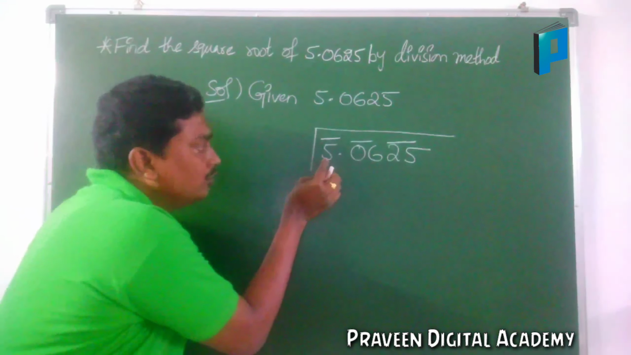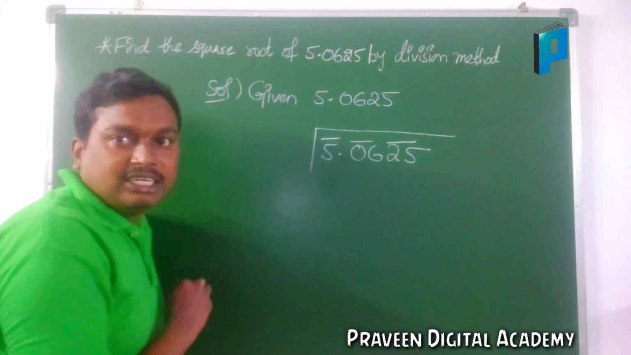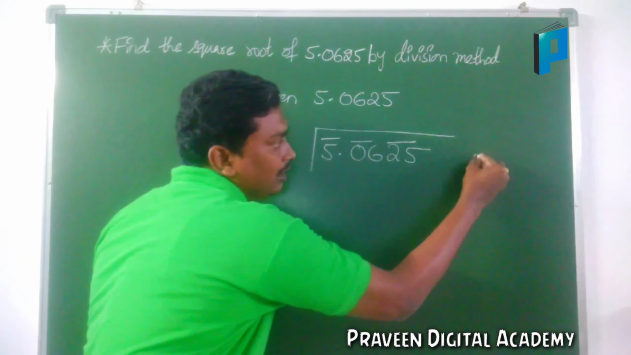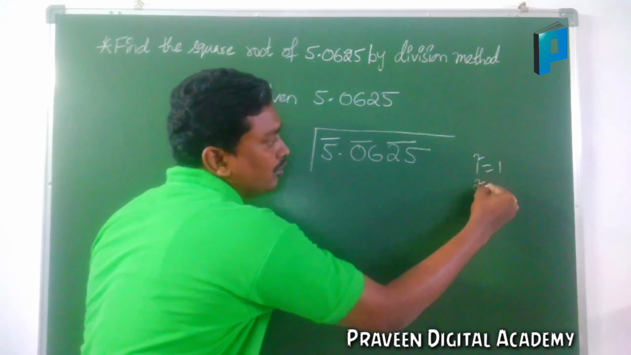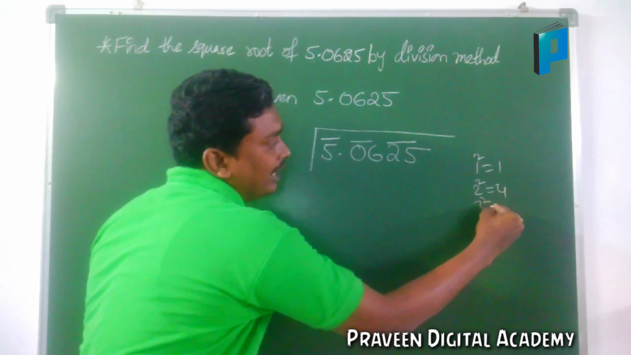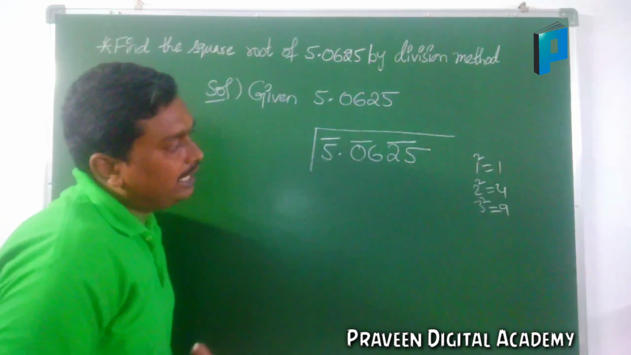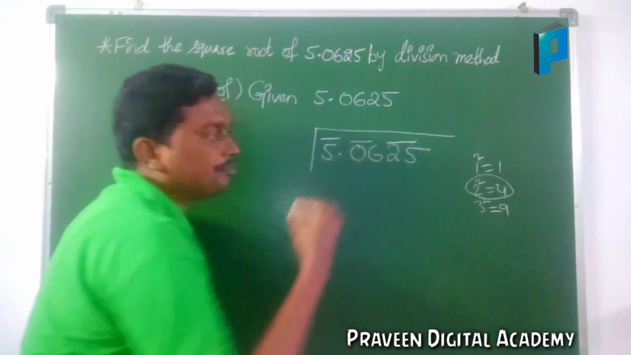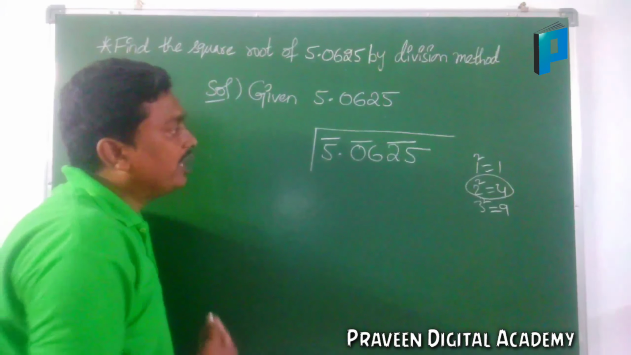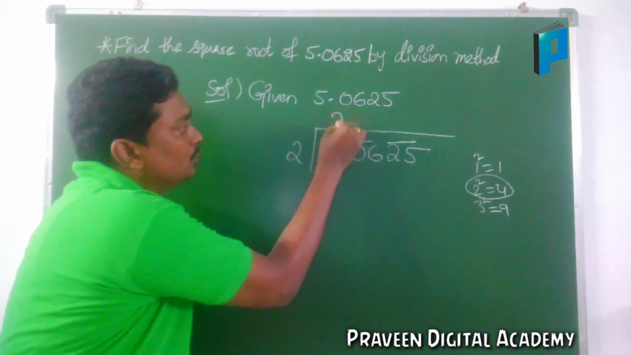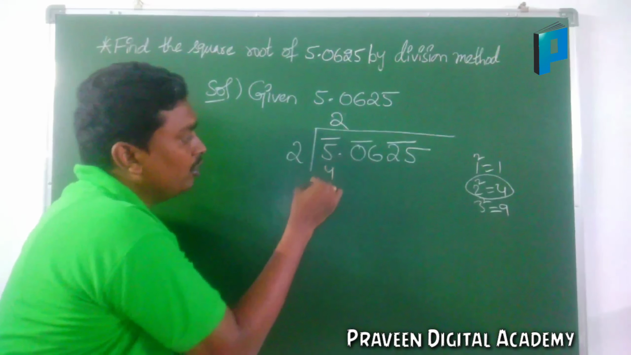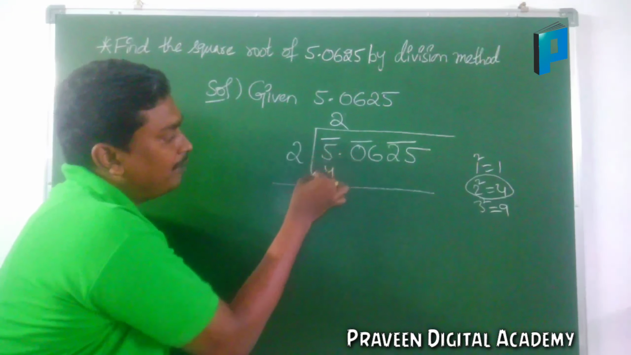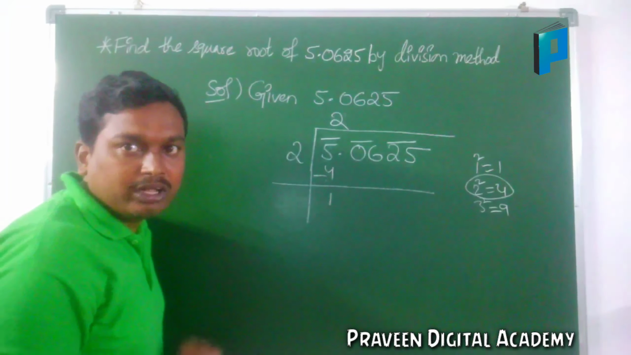Now see this 5. You have to see the nearest square of this 5. We know that 1 square is 1, 2 square is 4, 3 square is 9. This 5 is nearer to 2 square. So 2 twos are 4 we got here. After that you have to subtract both: 5 minus 4 is 1.